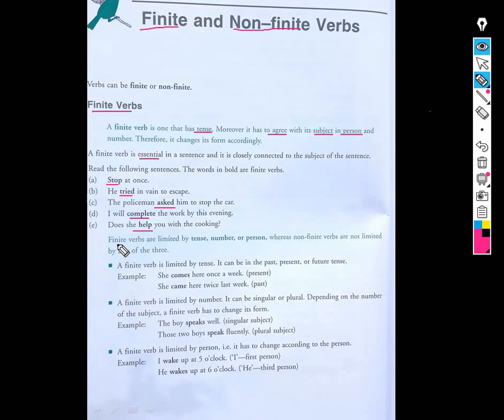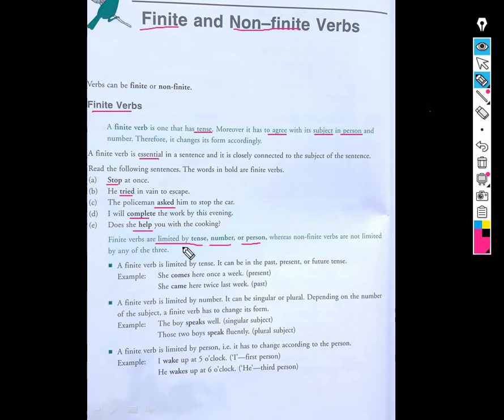Now, in other words, we can say finite verbs are limited by tense, number, or person. Okay, the same thing that we have discussed earlier. Three things are there in a finite verb. It is limited by tense. It means it is bound to change according to tense. It changes according to the number of the subject. It changes according to the person of the subject. Whereas on the other side, non-finite verbs are not limited by any of the three.